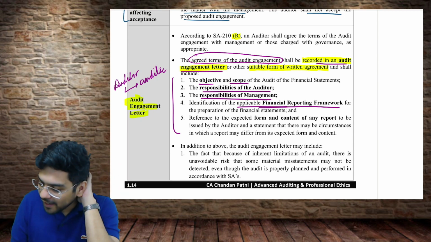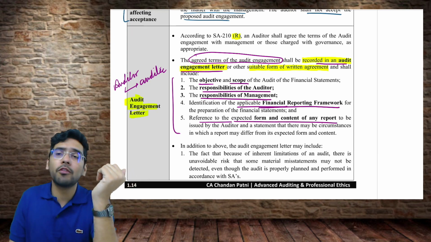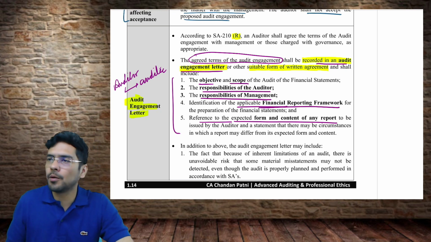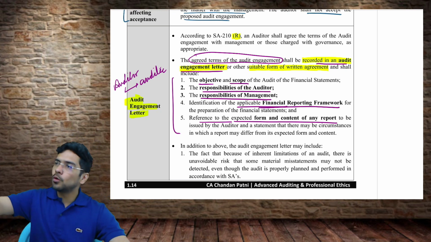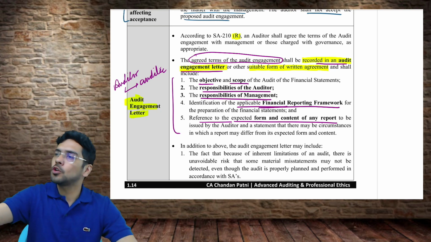And finally, we can give them a reference to the expected form and content of any report. Let's say we can give them a copy of a draft report for their reference. We can attach it to the audit engagement letter, saying this is how we are going to report, and these are the things which you have to keep ready, etc.